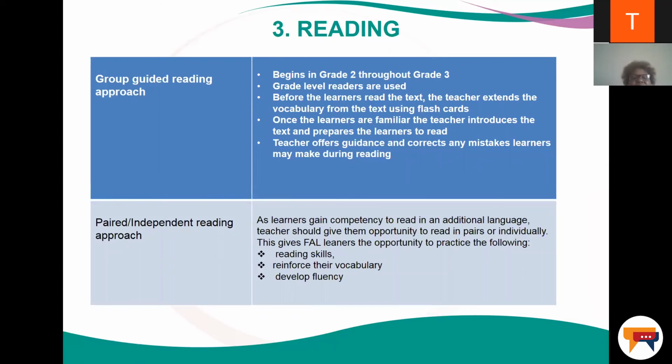Paired and independent reading. As learners gain competency to read, you can't just start with paired and independent reading and say these learners can read. You should have started somewhere for them to be able to be independent readers. So it is important that as learners gain competency to read, how do they gain the competency? In an additional language, teachers should give them opportunity to read in pairs or individually. This gives FAL learners the opportunity to practice the following: reading skills, reinforce their vocabulary, and develop fluency.